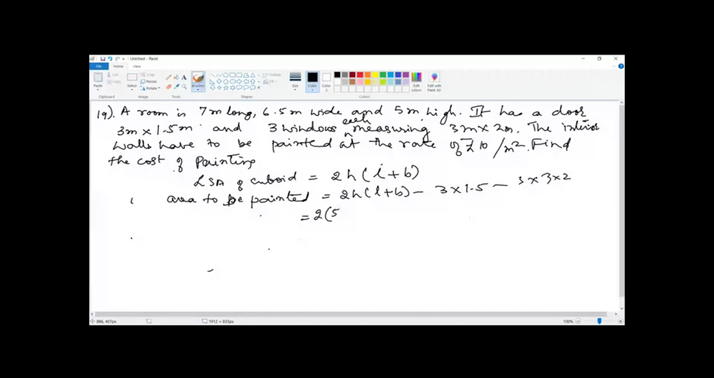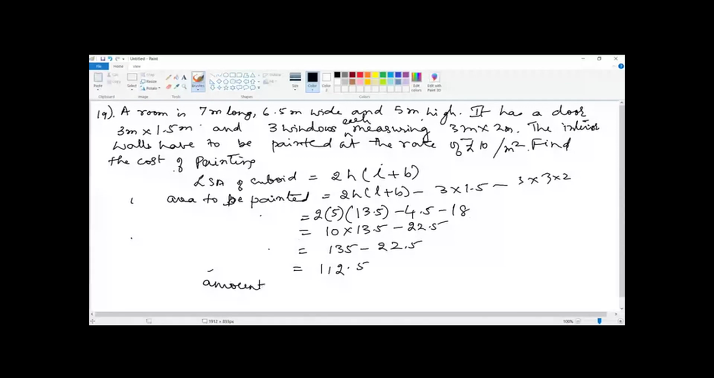So 2 into 5 into L plus B, 13.5, minus 4.5 minus 18. So 10 into 13.5 minus 22.5. 135 minus 22.5, 112.5. So amount or cost, we can say, is 112.5 multiplied by 10, 1,125 rupees. Is this your answer? Yes, ma'am.